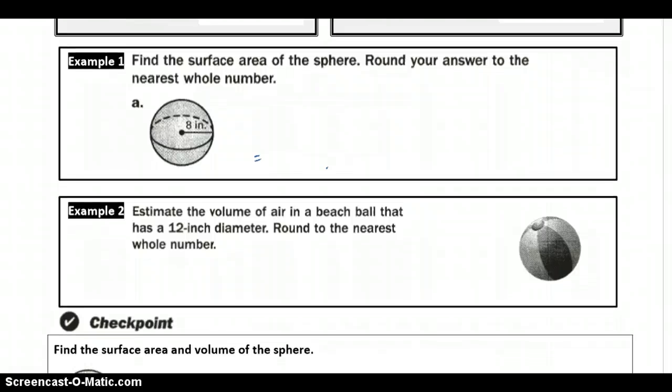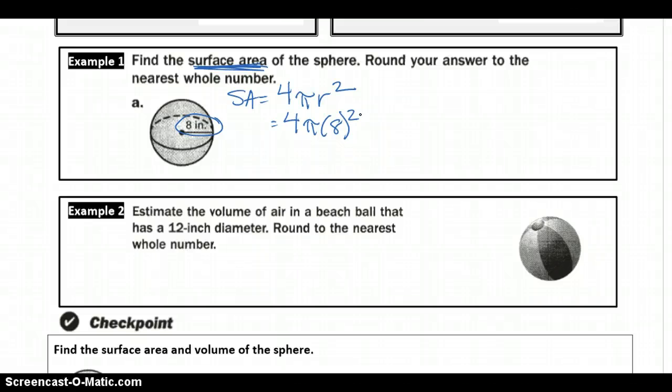Example number 1. Find the surface area of the sphere. Our formula for surface area, what we are trying to find, is SA equals 4 pi r squared. All we need to plug in here is r. So look for our radius in our picture. It's given to us to be 8 inches. So if we plug in 8 for our radius, we get 4 times pi times 8 squared.